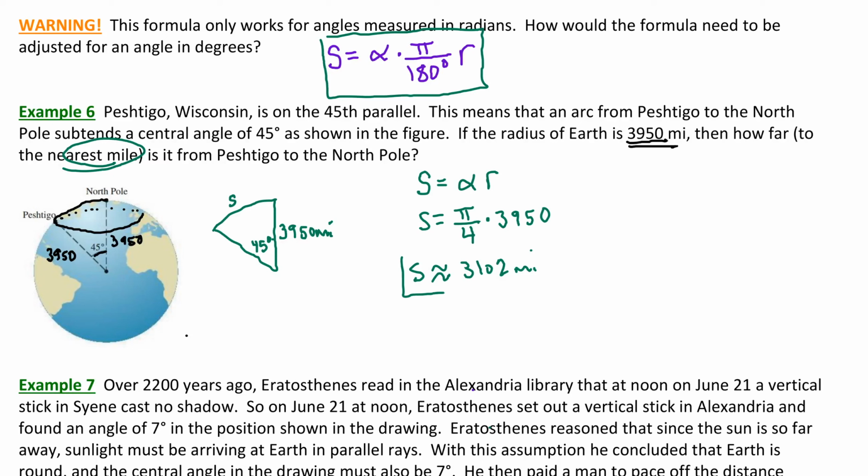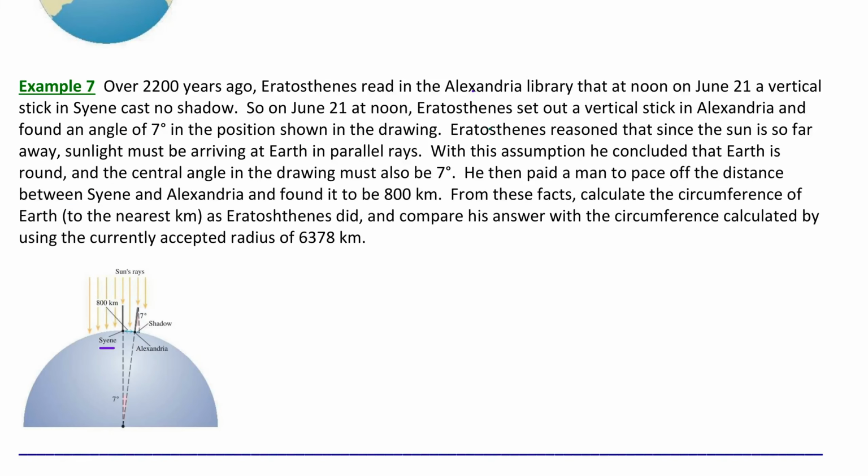So once again, please be sensitive to whether your angle is given in degrees or radians. Let's try another interesting example. Maybe this one will help all of you flat earthers out there to make some concrete calculations to show that the earth is in fact round.